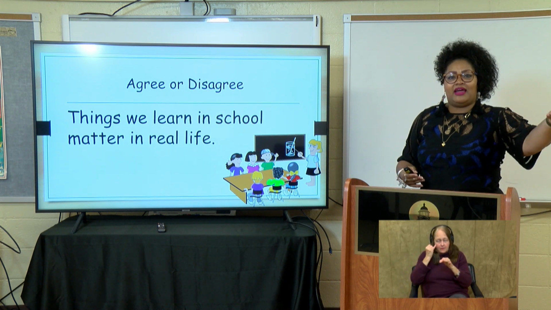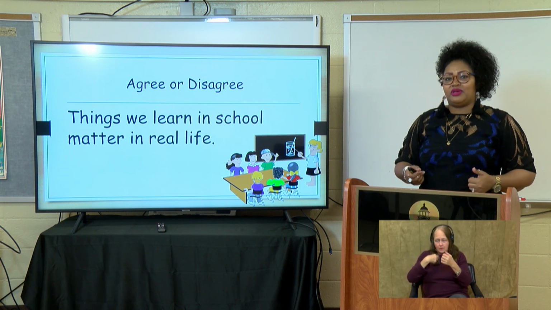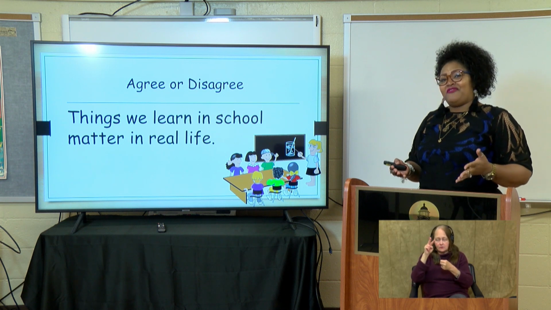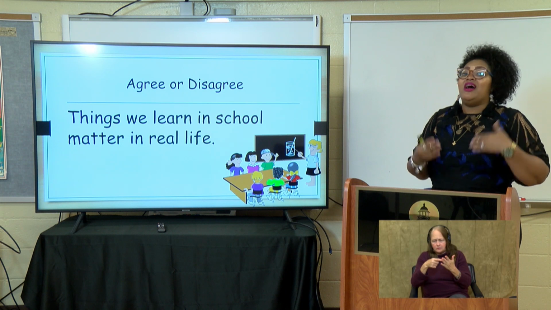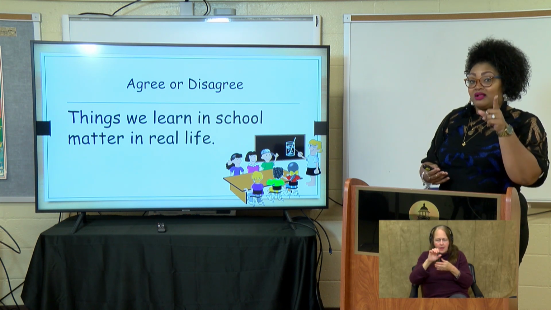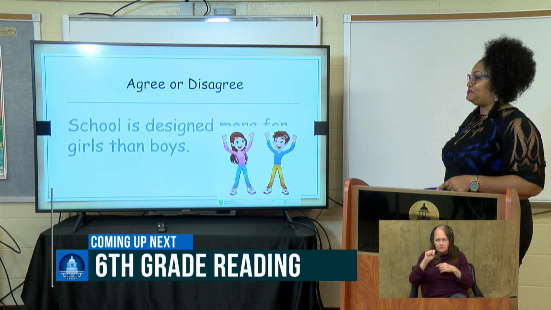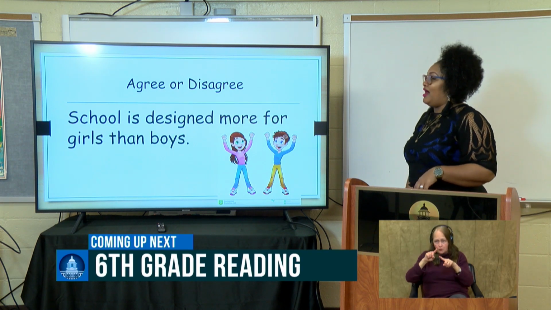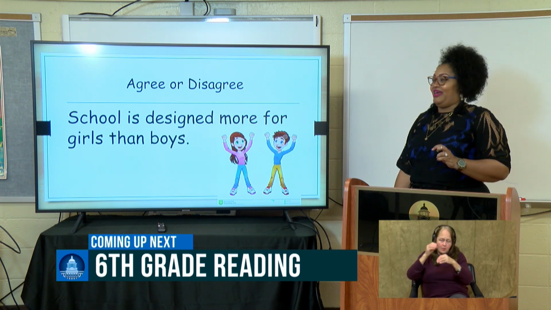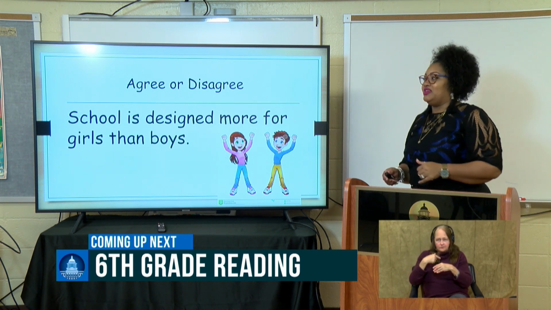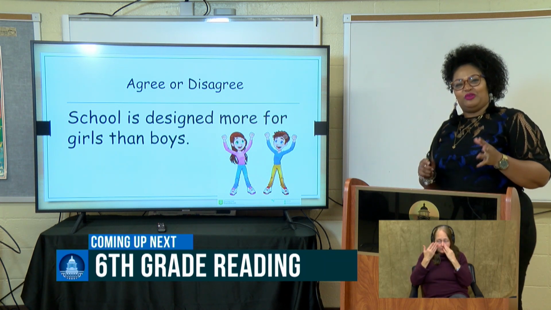So even if I'm walking down the street, I see signs, I have to read them. If I'm driving, I have to read those signs. Even if I just wanted to purchase something and I want to know how many calories are on that package, I have to be able to read and comprehend it. What about this statement? School is designed more for girls than boys. I don't know about that one. I don't think I have a decision here. But I can say that it may be designed a little more for girls.